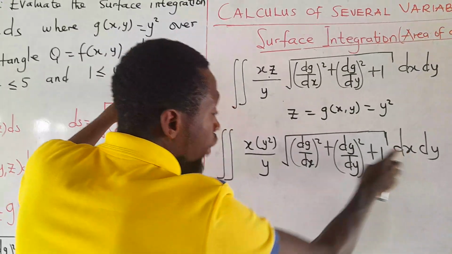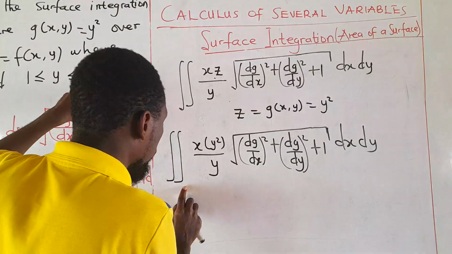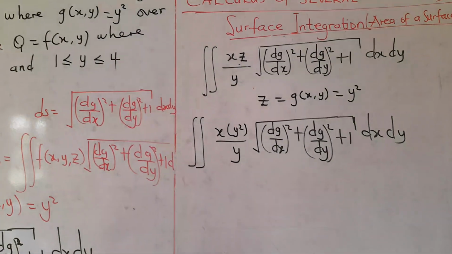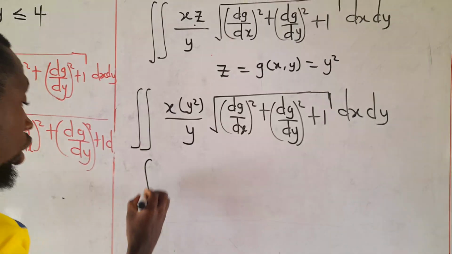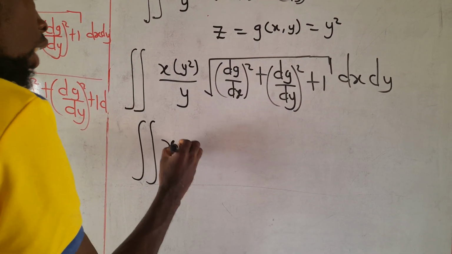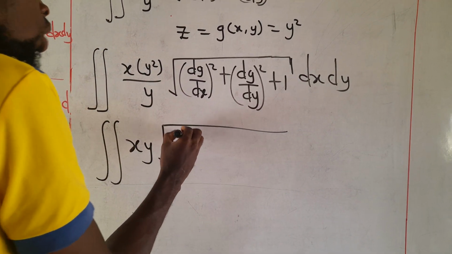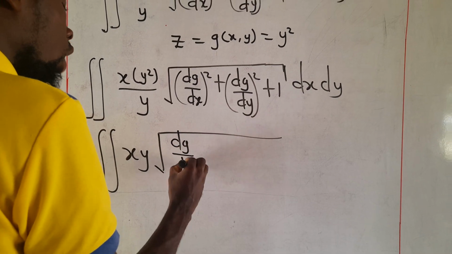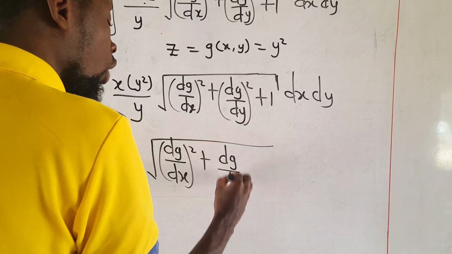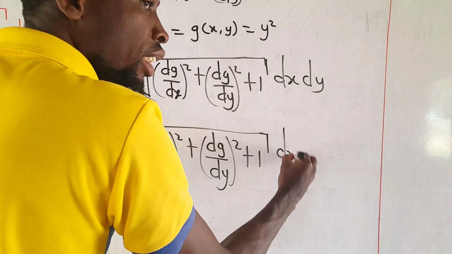Remember, check out my videos on double integration. This is for the first integral, the dx is for the first integral, and then the dy is for the second. So we can say this function, y will go from y squared to 1. So we'll have the integral of xy times the square root of (dg/dx)² plus (dg/dy)² plus 1 dx dy.